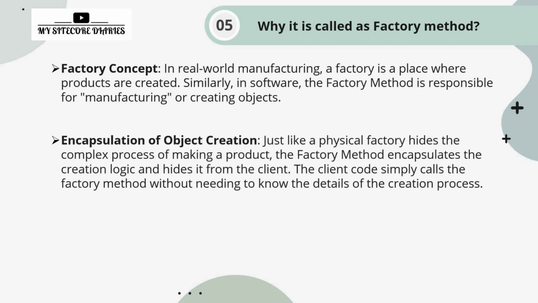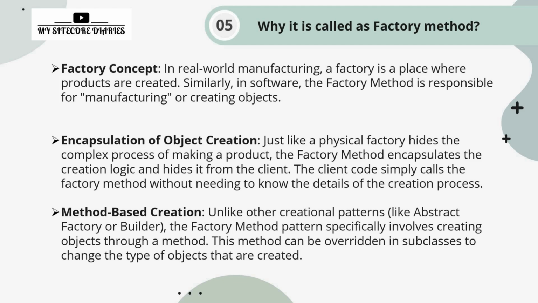Encapsulation of object creation. Just like a physical factory hides the complex process of making a product, in a factory you are not aware what is happening inside, so that complex process gets hidden. So the factory method also encapsulates the creation logic and hides it from the client. So you are hiding the logic of creation of an object from the client. The client code simply calls a factory method without needing to know the details of the creation process. Client does not need to know how the object is getting created. Okay, so this is encapsulation of object creation.